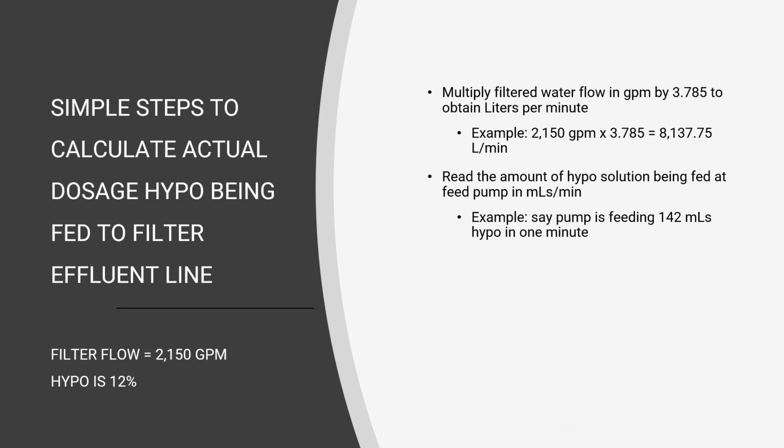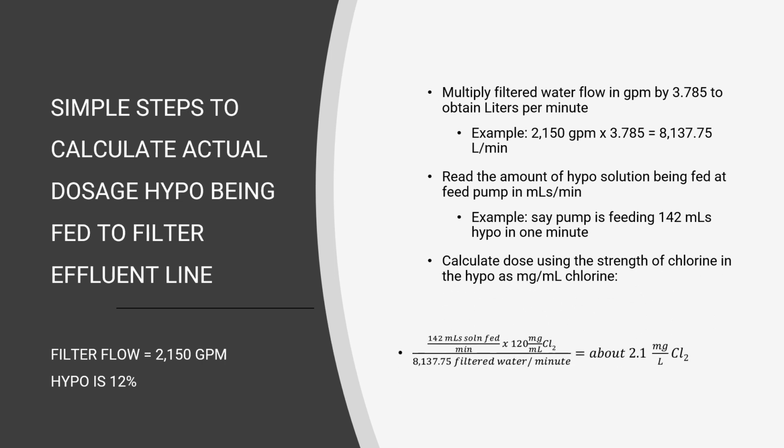Say, as an example, the pump is feeding 142 milliliters of hypo in 1 minute. We know that the hypo is 12% hypochlorite. I can calculate the dose this way. I can take the 142 milliliters per minute, multiplied by the fact that it's 120 milligrams per milliliter, and divided by the filter flow rate, and I come out to about 2.1 milligrams per liter chlorine being fed.